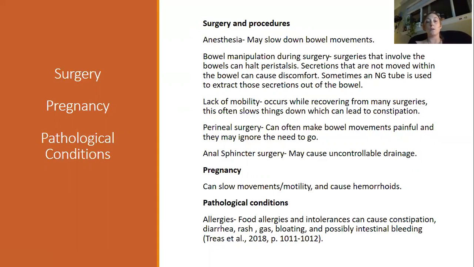Surgery, procedures, and anesthesia can slow bowel movements. Bowel manipulation during surgery can halt peristalsis. When secretions are not moved within the bowel, it can cause discomfort, and sometimes an NG tube is used to extract those secretions out of the bowel. Lack of mobility following many surgeries, when people just aren't moving around very much, can lead to constipation. Perineal surgery can cause bowel movements to be very painful, and people may ignore the need to go. Anal sphincter surgery may cause uncontrollable drainage.